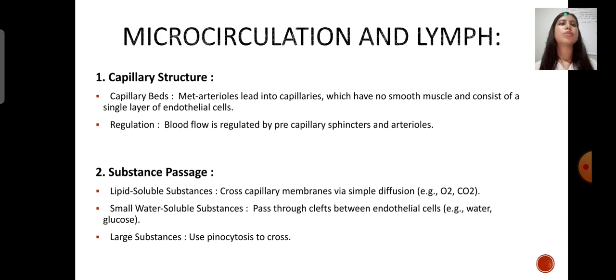Then we have microcirculation and lymph nodes. The capillary structure, number 1, which are the capillary beds: arterioles lead into capillaries, which have no smooth muscles and consist of a single layer of endothelial cells. The blood flow is regulated by the precapillary sphincters and arterioles. Basically, the function is to regulate the blood flow.